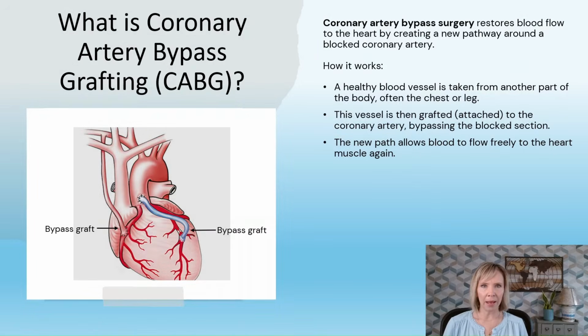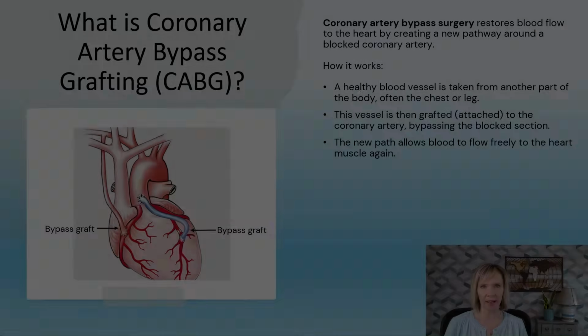Coronary artery bypass surgery restores blood flow to the heart by creating a new pathway around a blocked coronary artery. This is typically achieved by taking a healthy blood vessel from another part of the body, often the chest or the leg, and attaching this to a coronary artery in order to bypass a blocked section. This new path allows blood to flow freely to the heart muscle again.